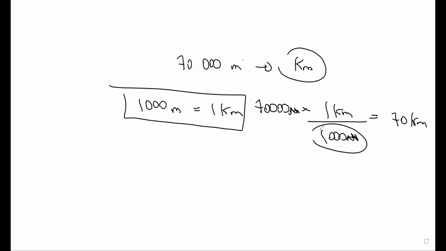And then in this case, I would just say, therefore, 70,000 meters is equal to 70 kilometers.